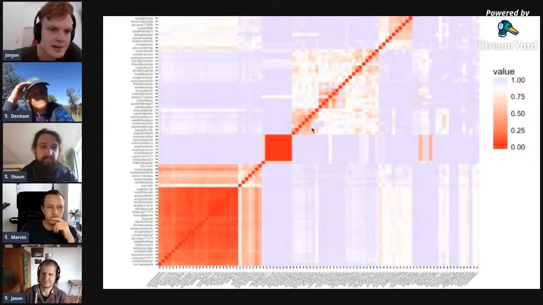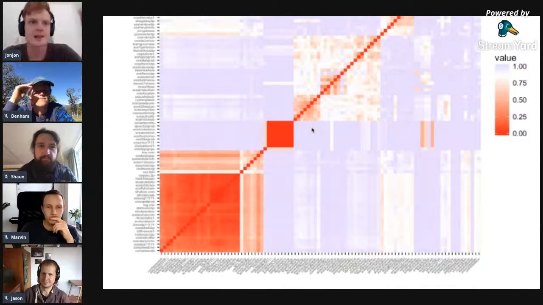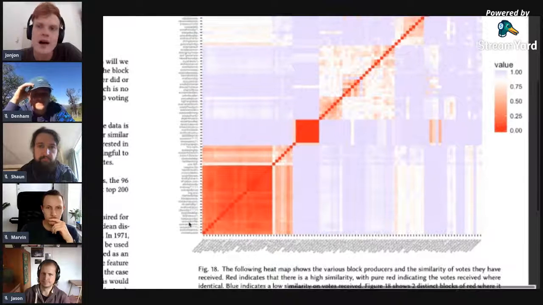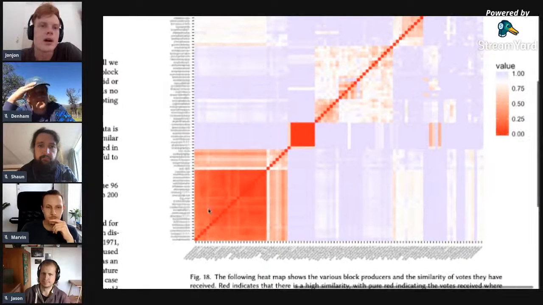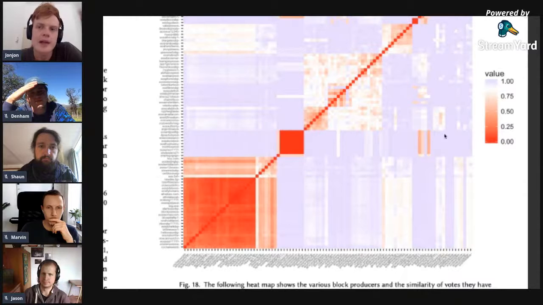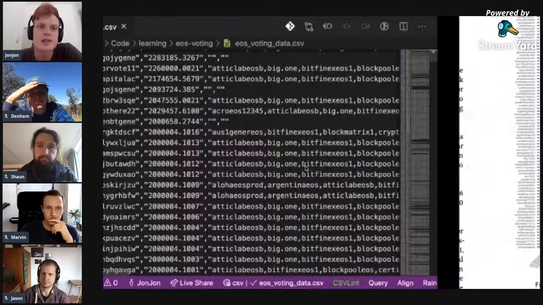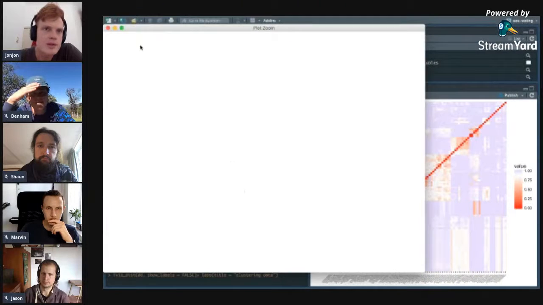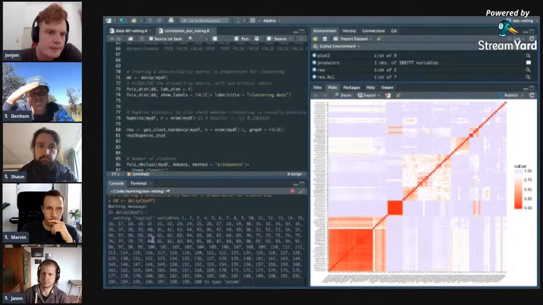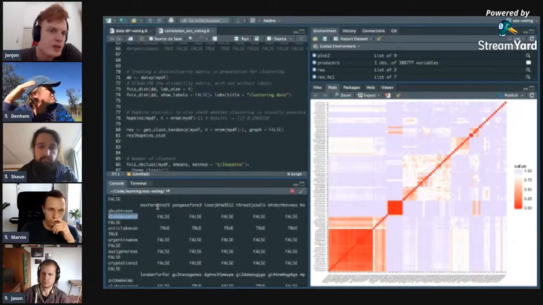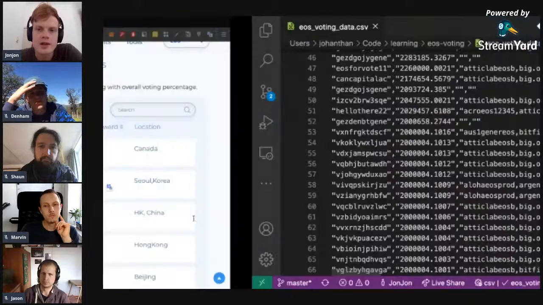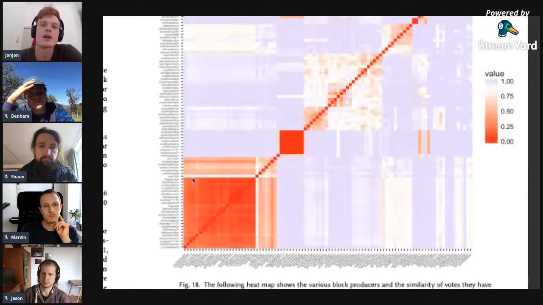Okay, so here's this dissimilarity matrix, and remember we have all of these different block producers, and we want to see how dissimilar the votes are, or i.e. how similar they are. And all you need to know is if it's red, it means it's super similar. So if it's red, it means these block producers are pretty much receiving identical votes from the top 200 voters.